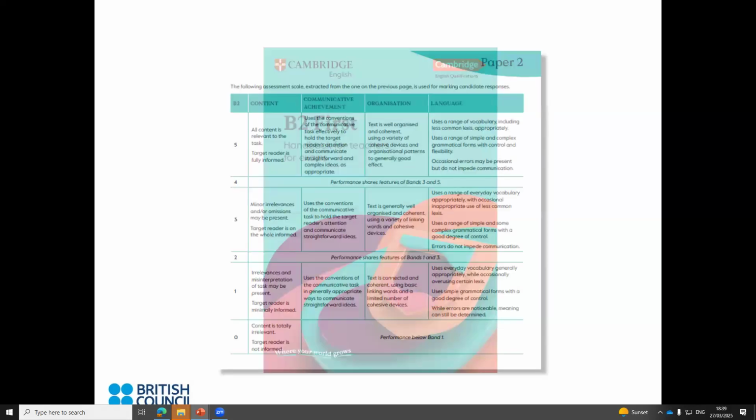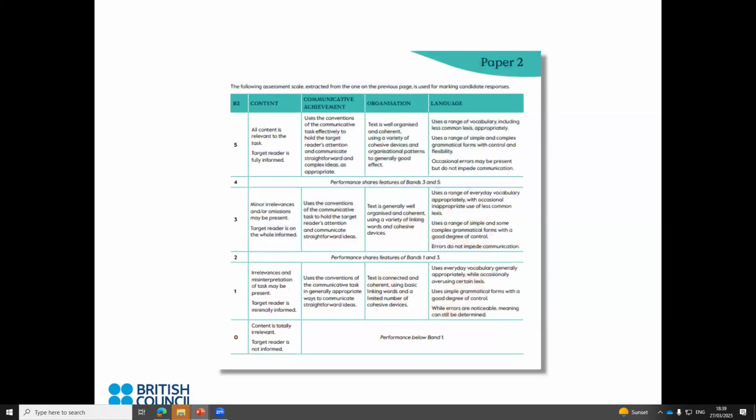Now, not only are there strategies and tips, but there's also an outline of how the writing is assessed. Cambridge English use four criteria: content, communicative achievement, organization, and language. By content, they mean, is the reader fully informed? By communicative achievement, they're asking how the writer holds the reader's attention. Organization speaks for itself. Is the writing coherent, linked well? Does it develop? And of course, language, is the language accurate and is the language appropriate?